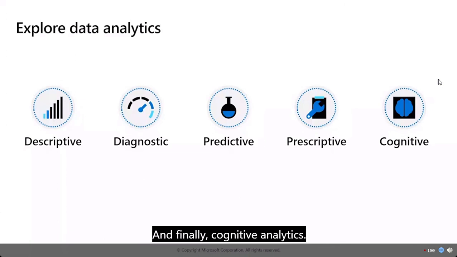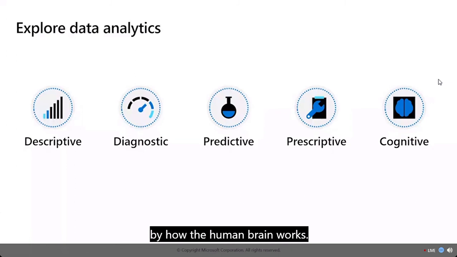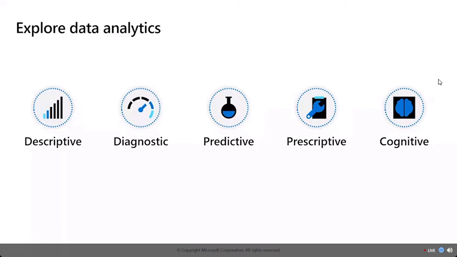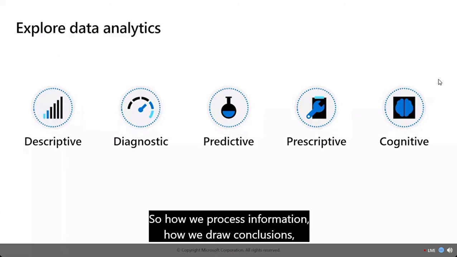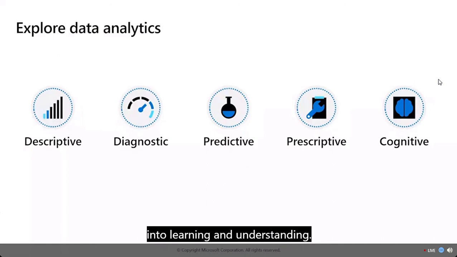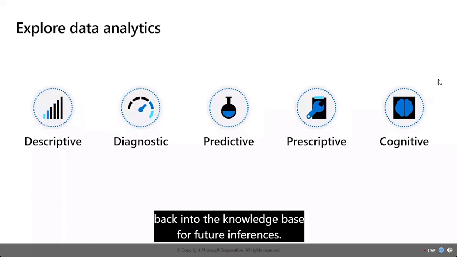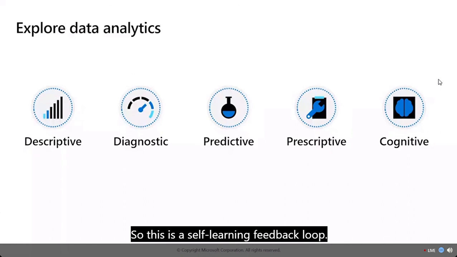And finally, cognitive analytics. Now, this type of analytics is inspired by how the human brain works. So how we process information, how we draw conclusions, how we codify instincts and experiences into learning and understanding. Cognitive analytics really attempts to draw inference from existing data and patterns, derive conclusions based on existing knowledge bases, and then add these findings back into the knowledge base for future inferences. So this is a self-learning feedback loop.